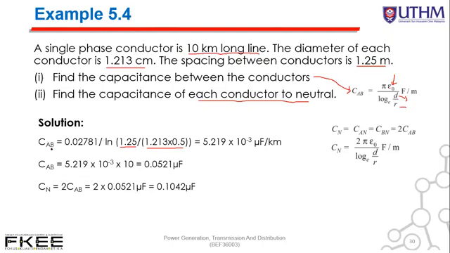So we get CAB equal to 5.219 times 10 to the power of minus 3 microfarad per kilometer.